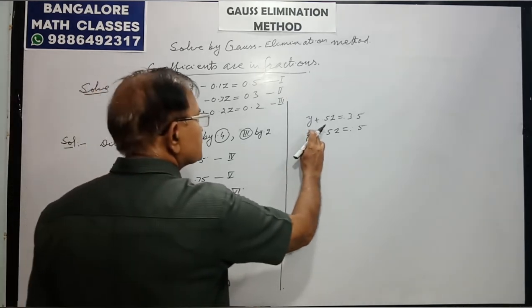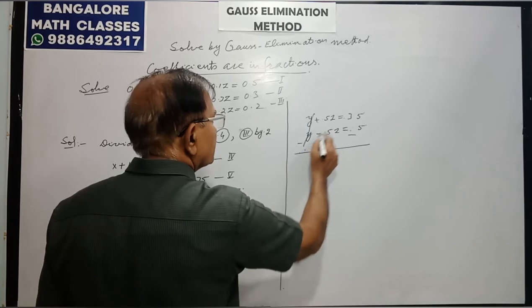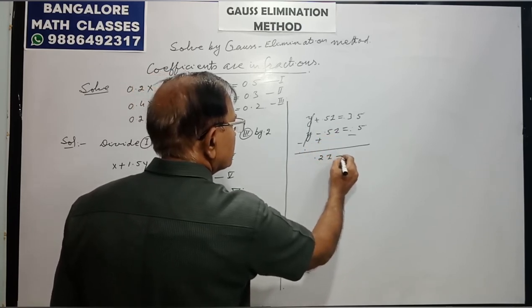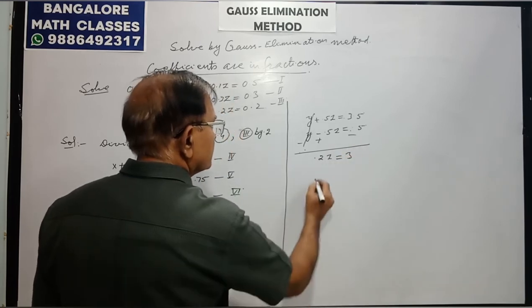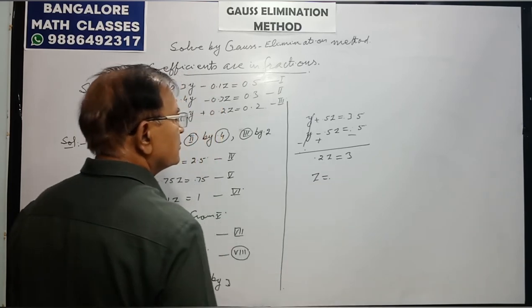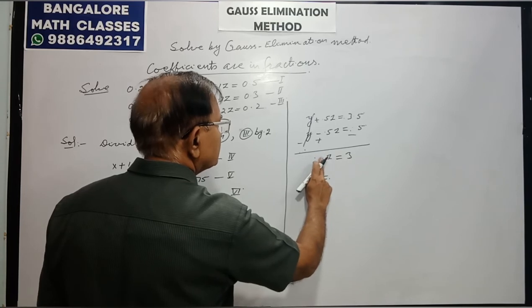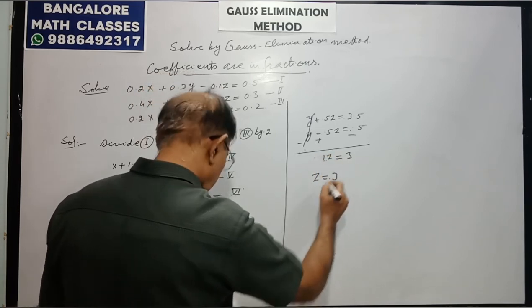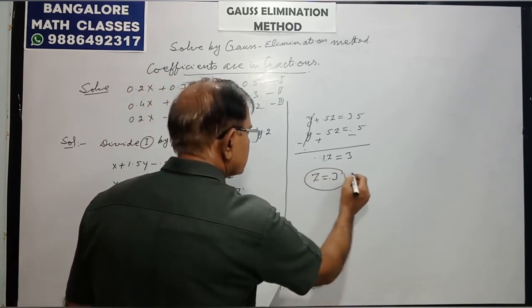Now subtract these two. Y we can cancel. 0.2z equals, by subtracting, 3. So z will come out to be 3. So that will be the answer of z.